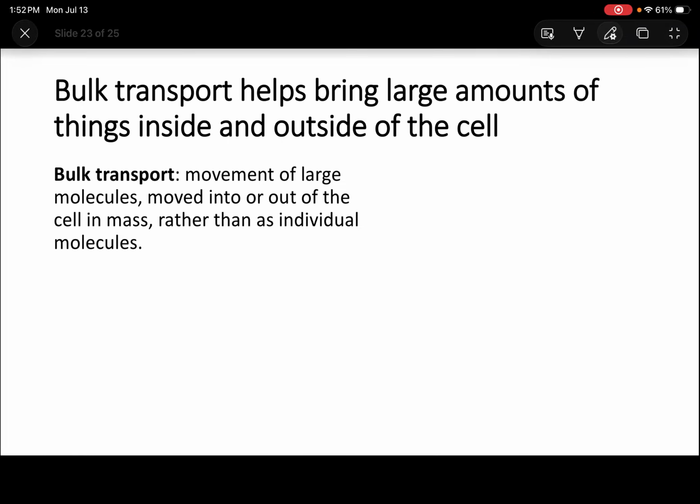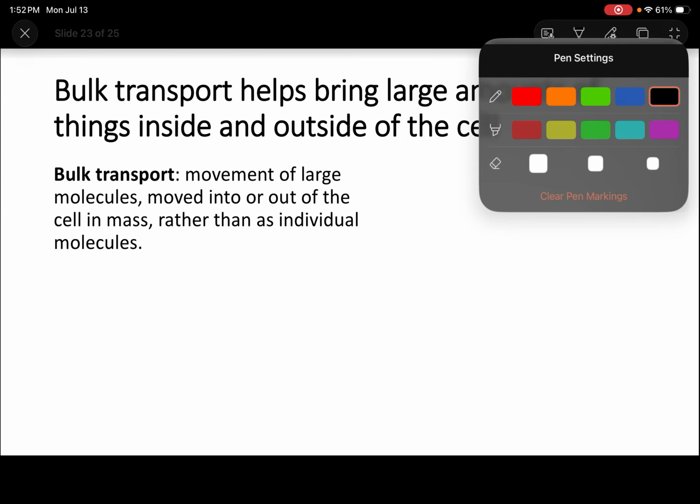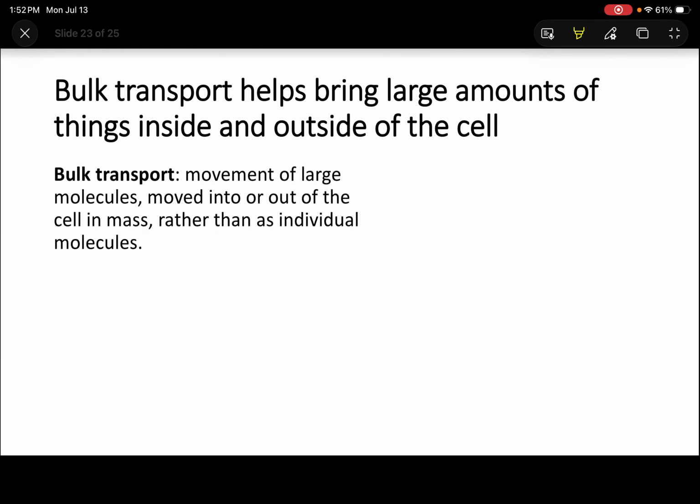Bulk transport helps bring large amounts of things inside and outside of the cell. So this either means we're moving big molecules, or we're moving a large amount of these things in and out in mass rather than as individual molecules. And there are lots of reasons that cells do this, right? We might want to bring a lot of glucose in, or maybe we want to take out a bunch of waste that our cells have made. We want to take it out of the cell.